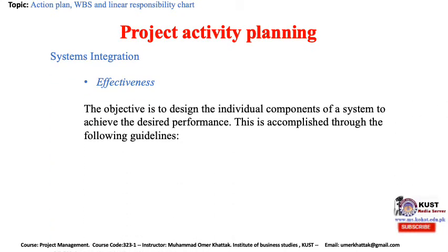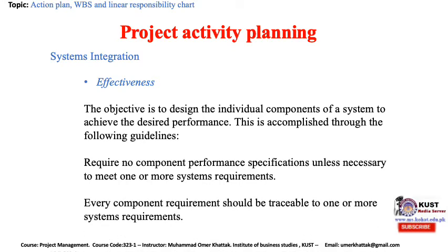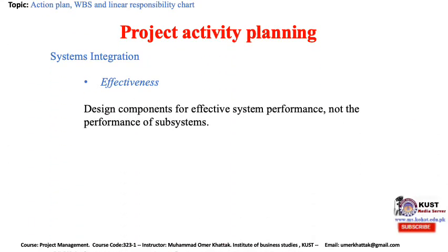Effectiveness. The objective is to design the individual components of a system to achieve the desired performance. This is accomplished through the following guidelines. Require no component performance specification unless necessary to meet one or more system requirements. Every component requirement should be traceable to one or more system requirements. Design components for effective system performance, not the performance of the subsystem.